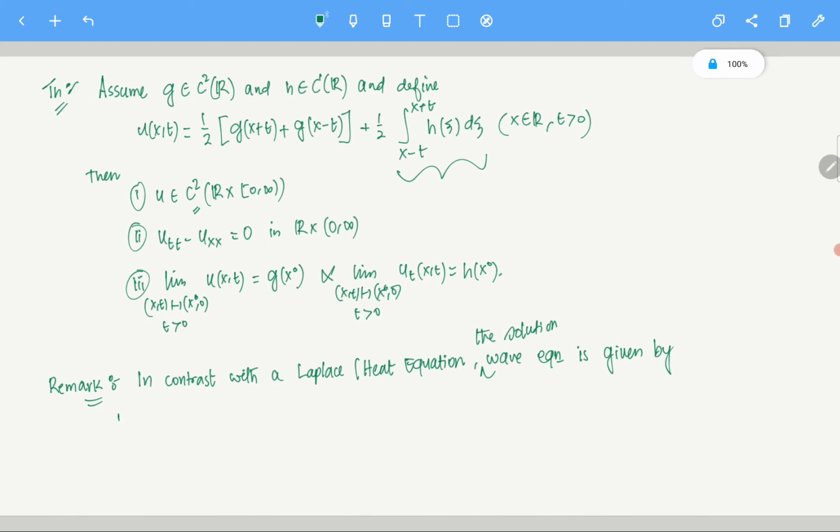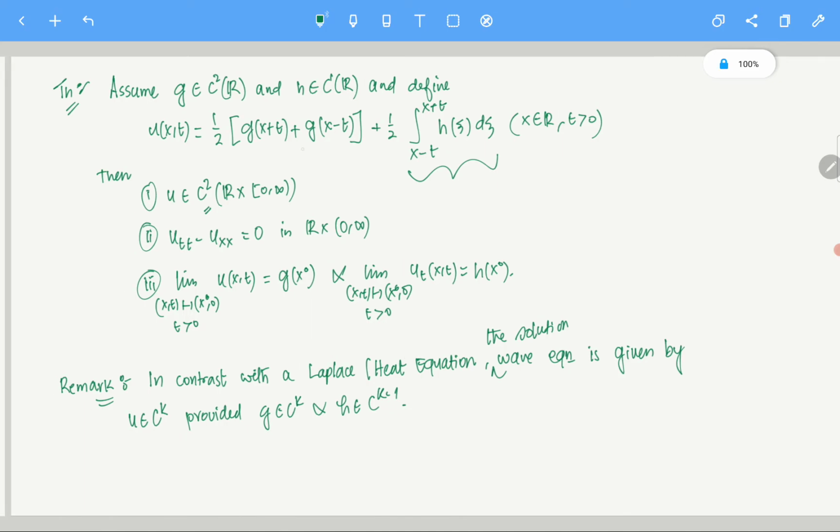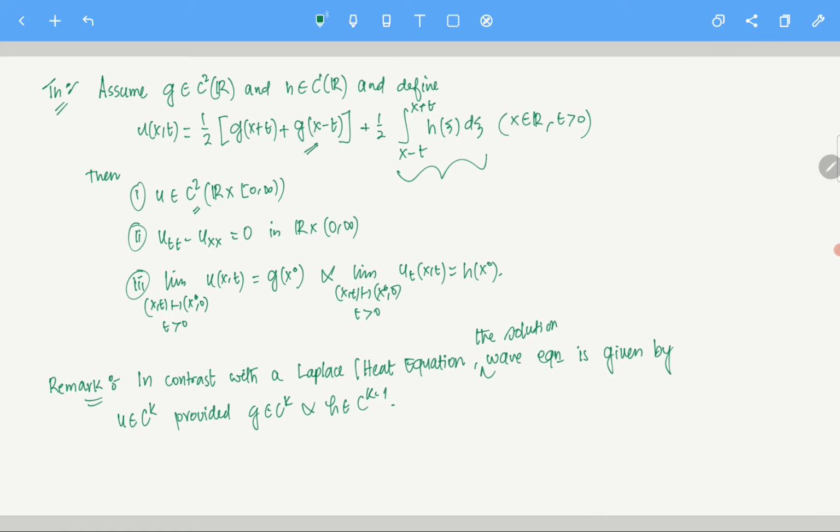u in Ck, provided G is in Ck and H is in Ck minus 1. See, if you take H to be in Ck minus 1, the function defined by this integral, by the fundamental theorem of calculus, becomes Ck, and this part is given to be Ck. So Ck function and Ck function, the ultimate function u is going to be Ck. But you cannot say that it is going to be a C infinity function.